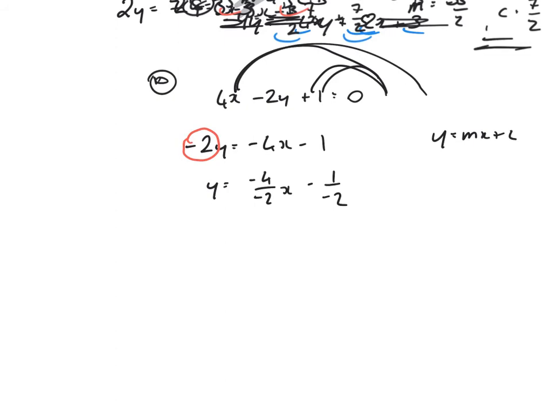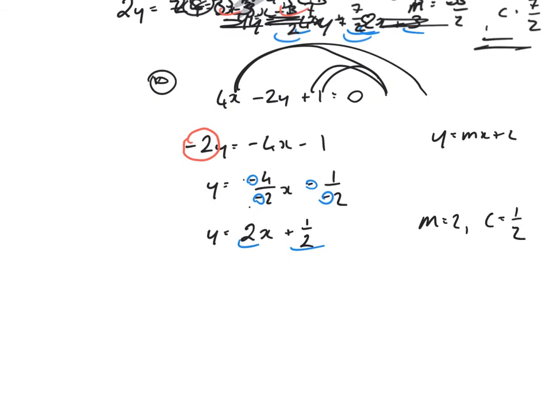Now remember that if you multiply two negatives together, you get a positive, but similarly, if you divide two negatives, you also get a positive. So negative 4 divided by negative 2 will give me positive 2. And then negative 1 divided by negative 2, that will just turn into a positive, and I'll just leave that as 1/2. I could write 0.5, but 1/2 is just as acceptable. Okay, there's the gradient, there's the y-intercept. So the gradient is 2, the y-intercept is 1/2.